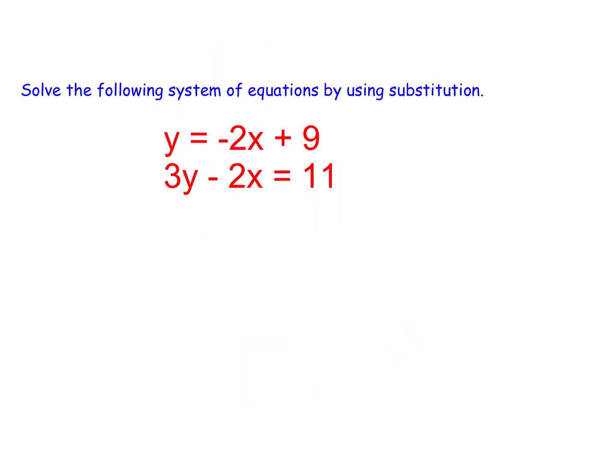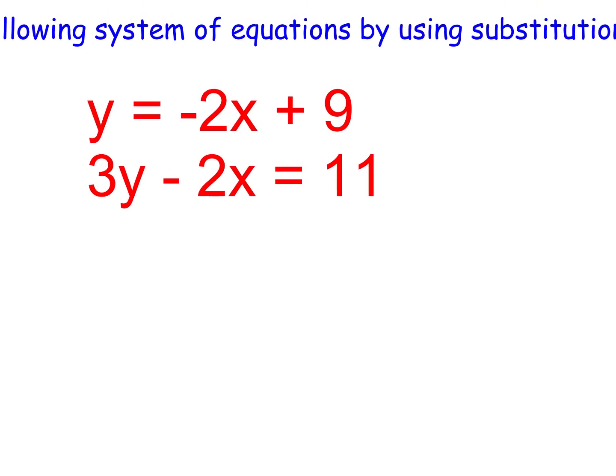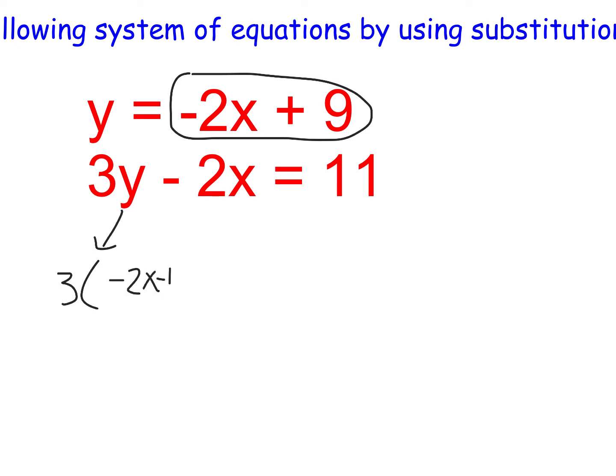Okay. This one. Yuck. Is there something that's solved? Is anything solved? Is y solved? Is y alone in one of the equations? Then y is solved. This is what y is. So where do you put it? Where y is. Three, and then where y is, I put -2x plus 9.